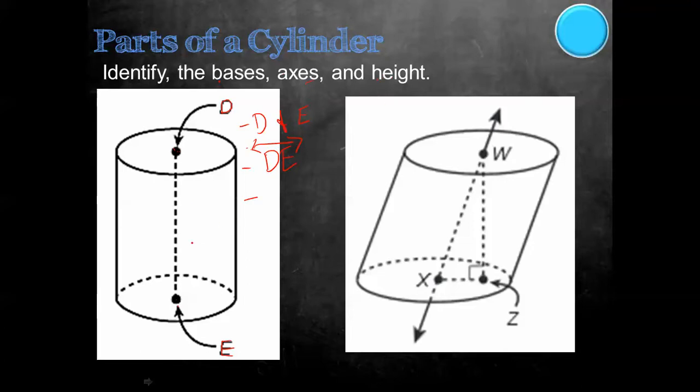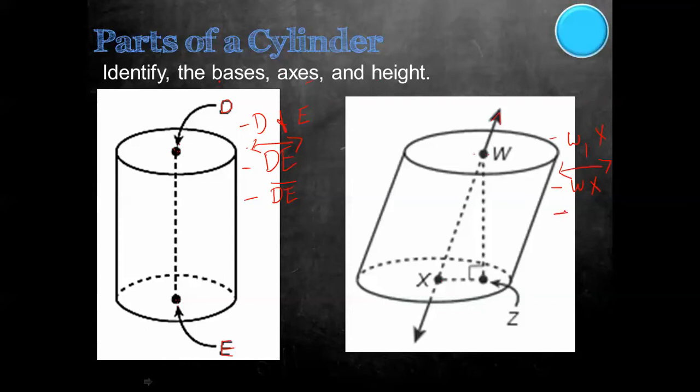Now the height is just segment DE. We don't show that the line goes on forever because the height is from the top to the bottom of the two bases. Now over here, this is an oblique cylinder. See how it's kind of leaning towards the side? Our bases here are still these circles, circle W and circle X. Remember, the axis is what connects the middle of the two bases, and it goes on forever. So our axis is going to be WX.